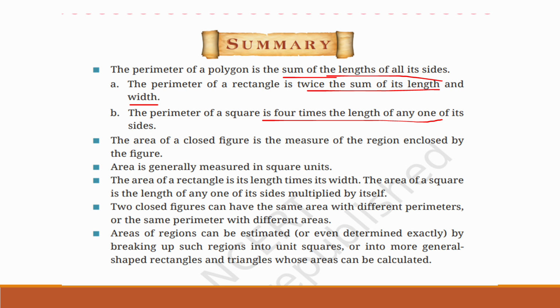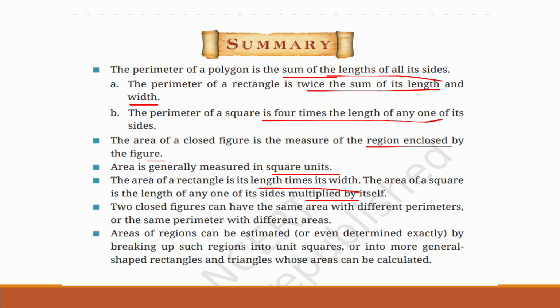The area of a closed figure is a measure of the region enclosed by the figure. Area is generally measured in square units. The area of a rectangle is its length times its width. So, area is length into width. The area of a square is the length of any one of its sides multiplied by itself. Two closed figures can have the same area with different perimeters or the same perimeter with different areas.